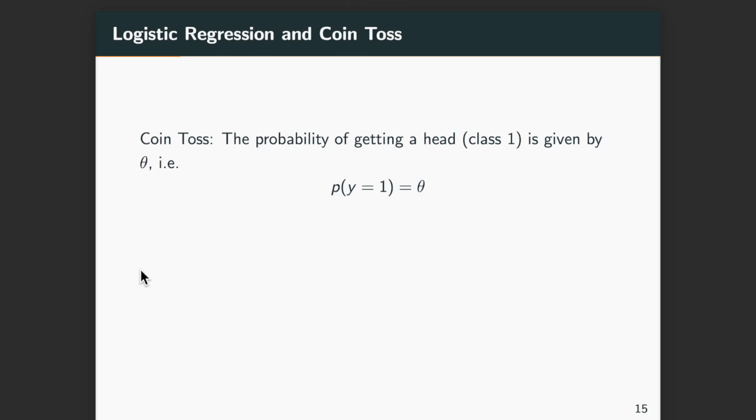In the coin toss, we said that the probability of getting a heads, so heads is also class 1, is denoted by this expression p of y equal to 1, which is given as theta. Right? We say that theta is indicating the probability of getting a heads, and then given a data set, we were trying to figure out the MLE for theta.